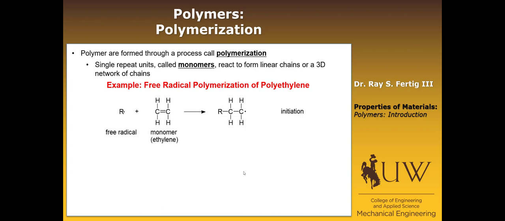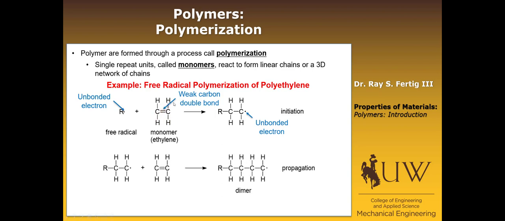So the way it works is that we have a free radical here reacting with a monomer. In this case, it's ethylene, and it's going to bond on this end of the chain and then leave an unbonded electron. This little dot represents an unbonded electron. The double bonded carbon is actually unstable compared to a single bonded carbon, so it breaks that bond. It forms the carbon-carbon bond, and then it leaves an unbonded electron at the end, which is now free to go merge with another monomer. And that occurs in a process called propagation.